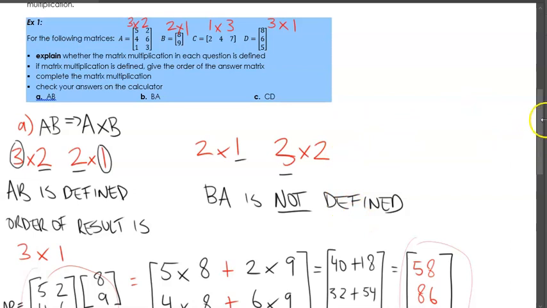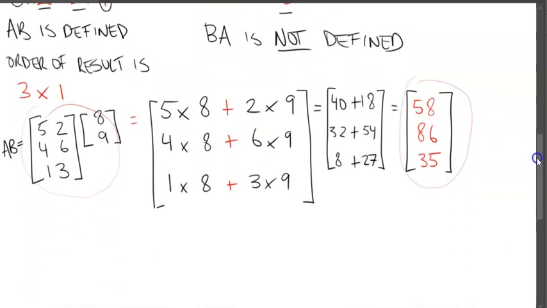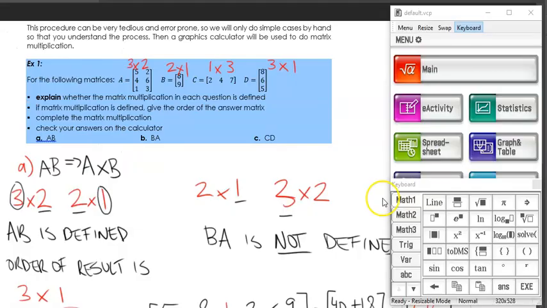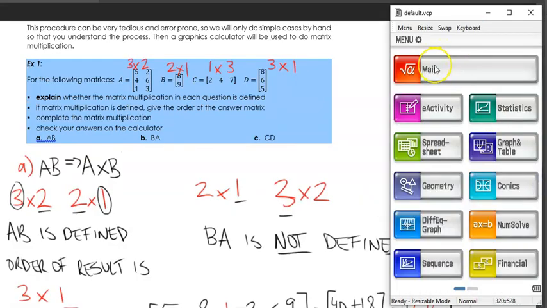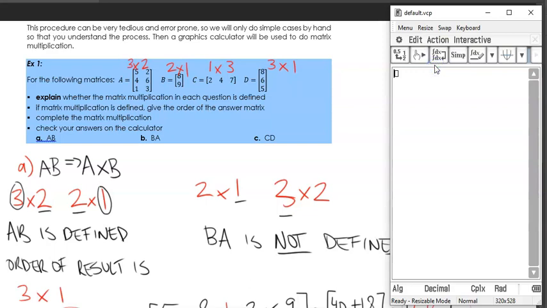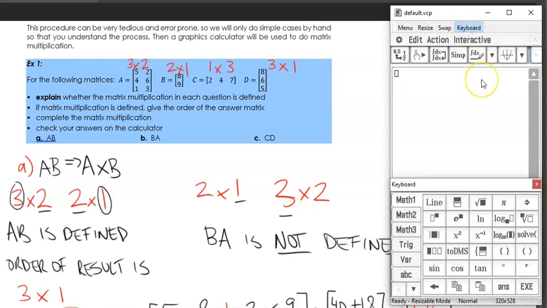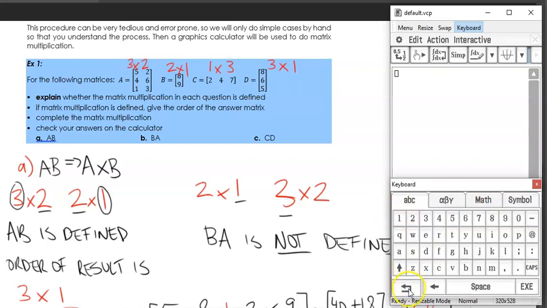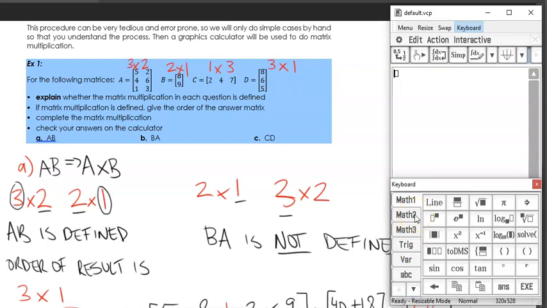Alright, let's have a look at the calculator to see how we would put this in. Within your ClassPad calculator, you want to go into the main setting. Once you're in the main setting, make sure that your keyboard is up. Remember, the keyboard button is in the middle of your calculator. For me, on the emulator, it's at a different spot. Now, we're going to stray away from what's considered Math 1, and go into the Math 2 category, and we're also going to use the ABC setting. So the first thing we want to do is establish the matrix of A.